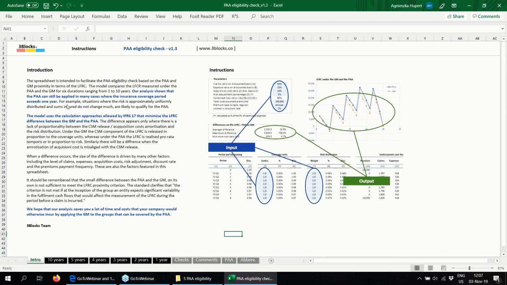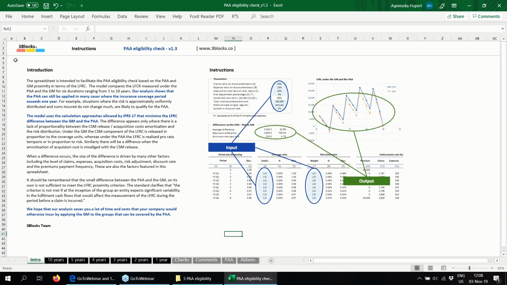Okay, thanks, Alex. Hello, everyone. Before, you've seen some theoretical examples that Alex showed you on the difference between the two measurement models, the PAA and the general model. And now, with the tool we've prepared, I would like to show you a similar thing, but based on more sophisticated calculations, let's say on real-life examples.